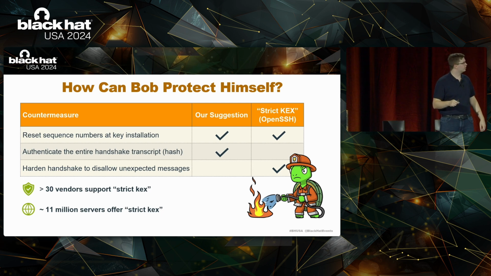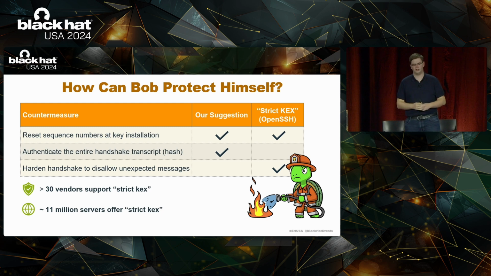OpenSSH, to our report, developed a countermeasure which they called strict key exchange, or strict KEX for short. And strict key exchange is part of our suggestion. So they do actually reset sequence numbers, but on the other side, they do not authenticate the entire handshake transcript, but they went for an easier way, at least for them. They simply said, we do not allow any message that is not strictly required for the key exchange to succeed within the key exchange. Can't see why this could go wrong in some implementations, but here we are.